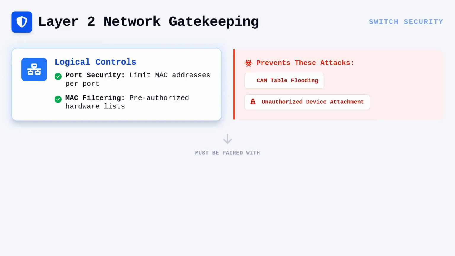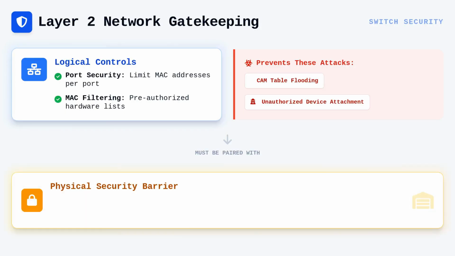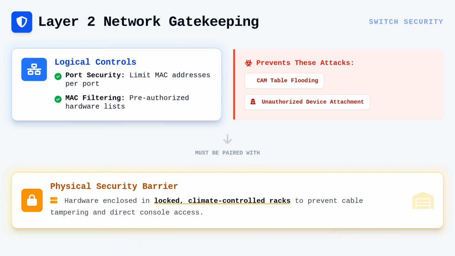However, you must pair these logic-based controls with physical security measures to be truly effective. If a switch is sitting in an unlocked closet, an attacker could simply bypass these logical controls by disconnecting cables or accessing the console ports directly. Ensuring the hardware components are enclosed in locked, climate-controlled racks is the final physical barrier that completes the logical security architecture.